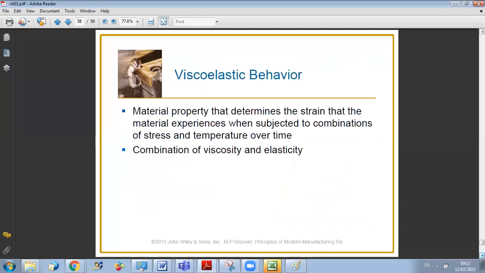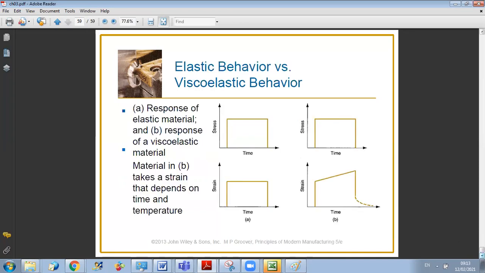Now, another important behavior is the viscoelastic behavior. Viscoelasticity is a property that determines the strain that the material will experience when subjected to a combination of stress and temperature over time. So here we will take into account the time effect when we talk about viscoelasticity. So it is a combination of viscosity and elasticity. To understand more what we mean by this, let us compare the behavior of elastic versus viscoelastic behavior.